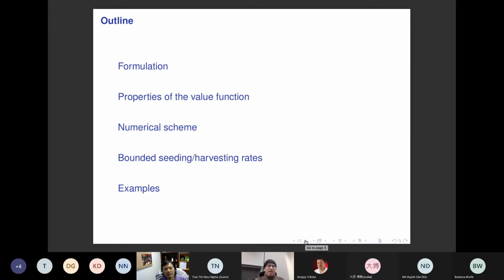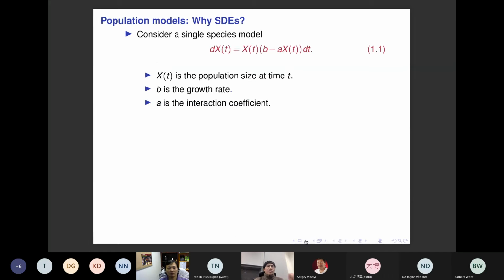Okay, so I will talk about the formulations, and then we will discuss some properties of the value function. Next, we will introduce the numerical scheme to approximate the value function and optimal control. I will discuss some special cases and then provide some examples. So please stop me whenever you have questions.